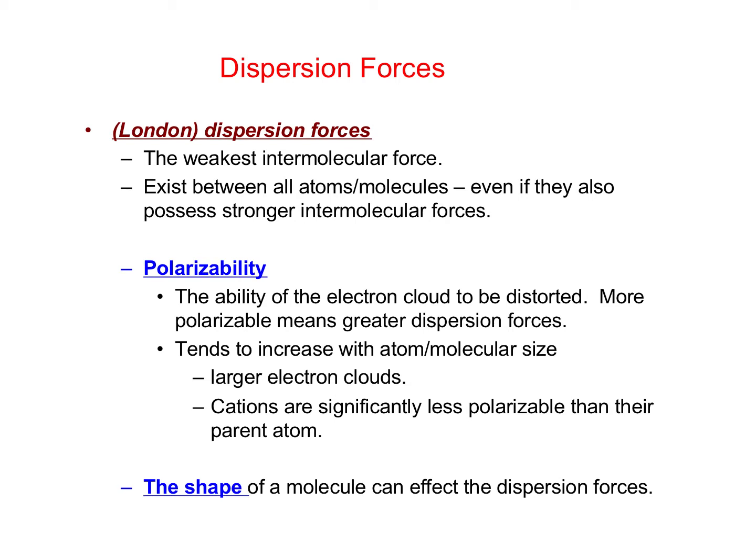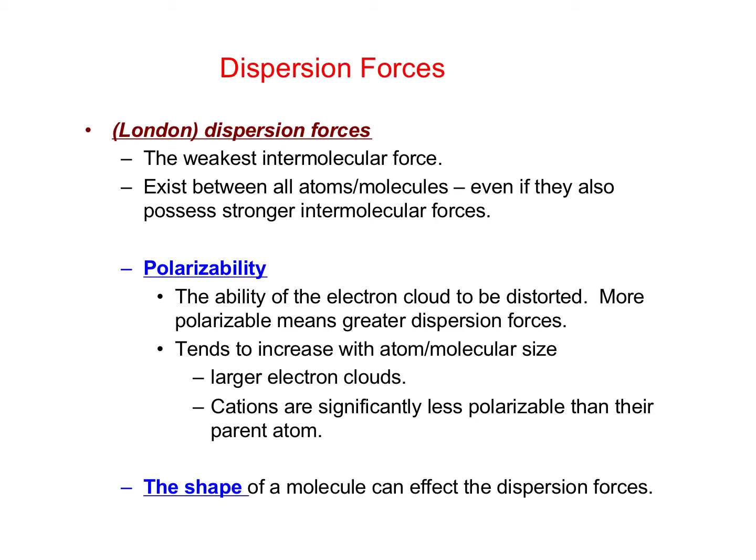You may have guessed that London dispersion forces, on average, are the weakest intermolecular force. We have these only temporary interactions. That being said, all atoms, molecules, and ions have electron clouds, and we can have these instantaneous interactions even if they have some of the stronger intermolecular forces. So all atoms, molecules, ions have dispersion forces. If we have nonpolar molecules, these are the only intermolecular forces they have. For things that have dipole moments and hydrogen bonding, those often tend to be more important because they're stronger, but the dispersion forces still exist.